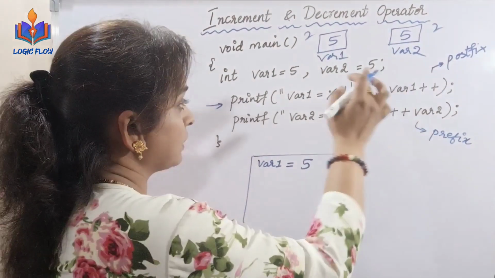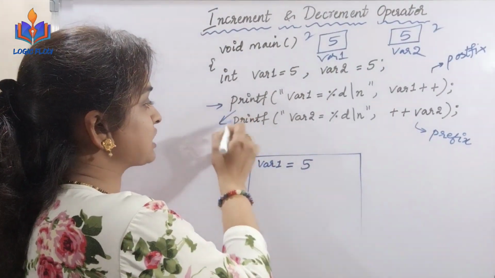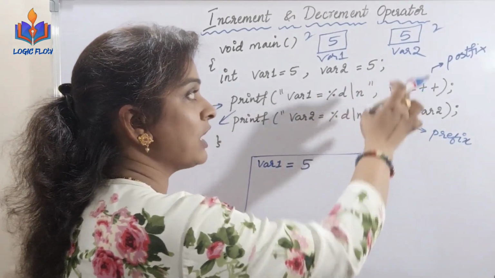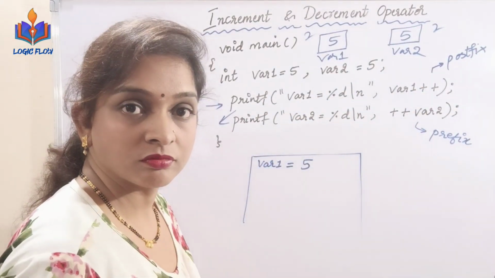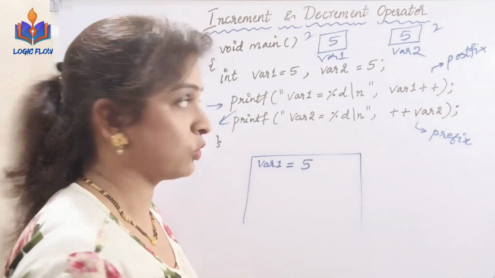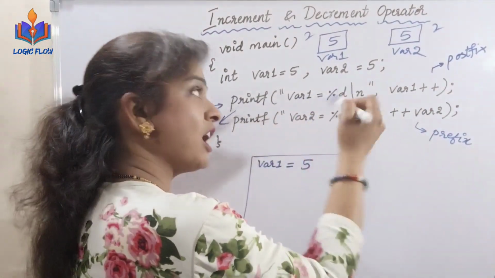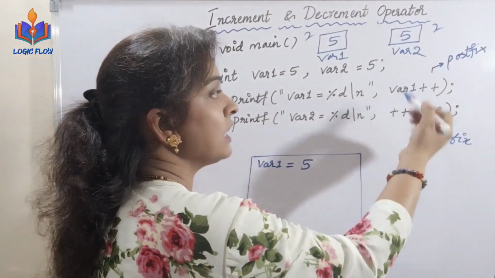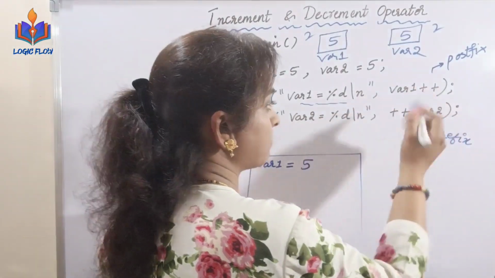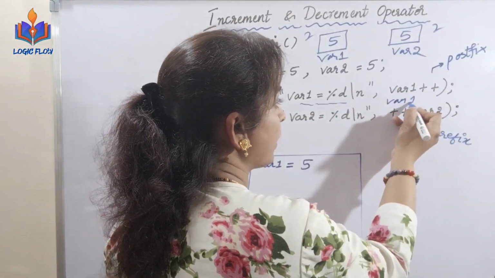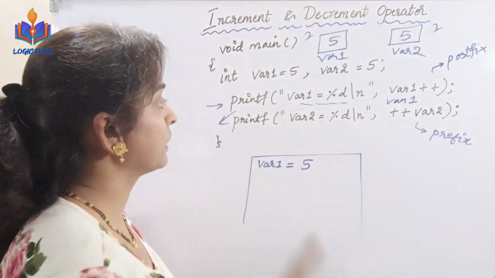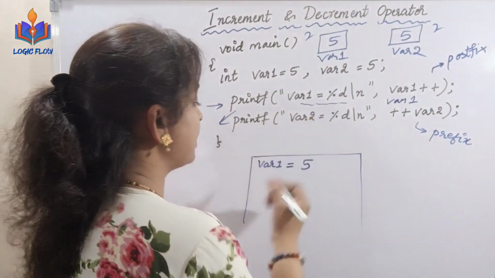Right? And you can just check it out. You can put one extra printf line after this and print var1, and you get 6. Then later that value will be increased. Please do check that out. That's an assignment for you. Just have printf for var1 equal to %d and say just var1. It is going to print the value 6. Check that out.